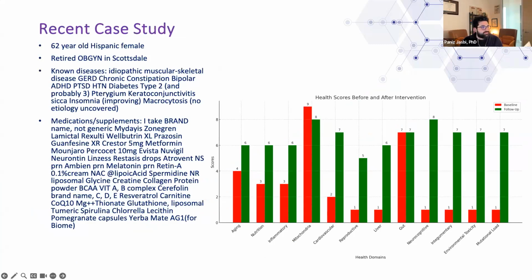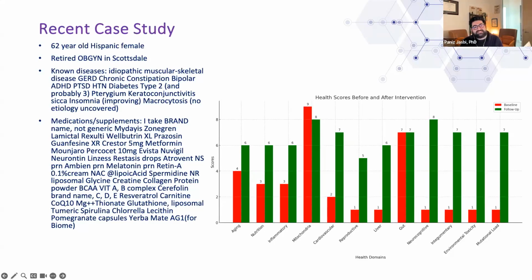She is reporting numerous known diseases as well as a litany of medications and supplements that she's taking. This was her score that we tested at baseline. And then at follow-up, so at baseline, we tested her, we gave her certain recommendations, and some of these recommendations are actually in the supplements that she's reporting. For instance, spermidine or collagen, protein, liposomal glycine, resveratrol, carnitine, CoQ10, magnesium threonate, glutathione. And these are from her survey responses.